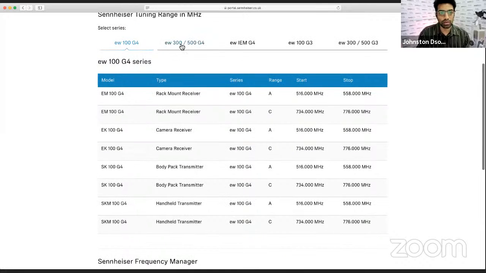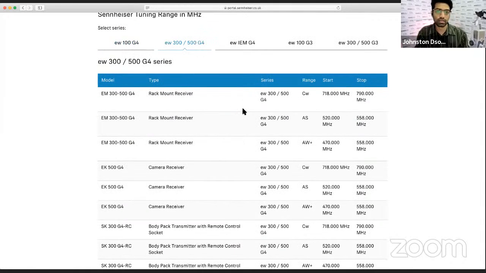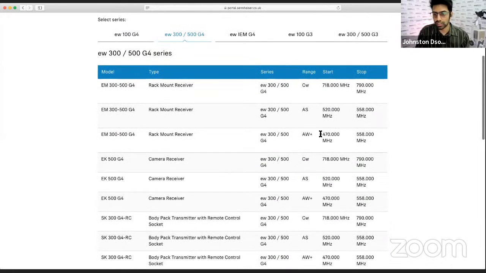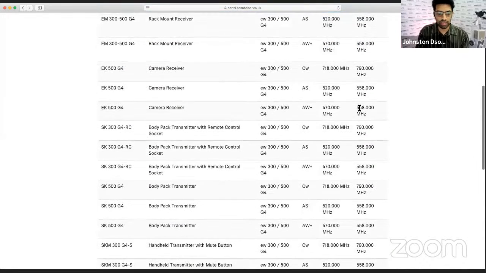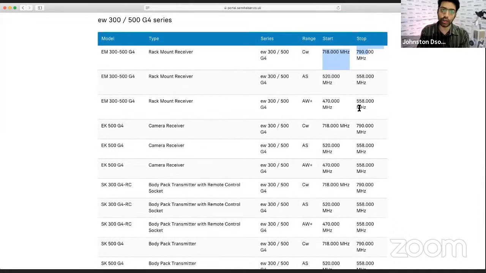Then you can go to the 300 series and 500 series. These are a little higher end wireless transmitters and receivers. You can go 470 to 558, 718 to 790. This is not specifically for India, but according to India, they will basically make these. Whatever is made, they'll tune it for these frequencies and send it to you. So now, if you buy, for example, the 300 or 500 G4 series here, you can tune it between any of these frequencies, between 718 and 790 megahertz, provided you get a free frequency.